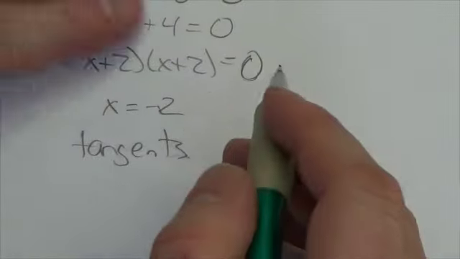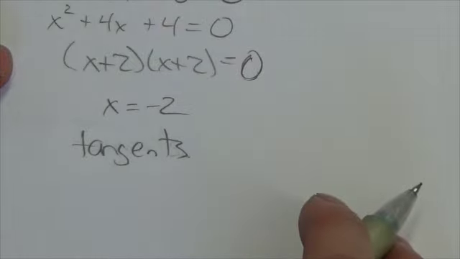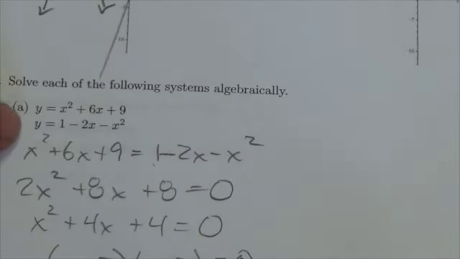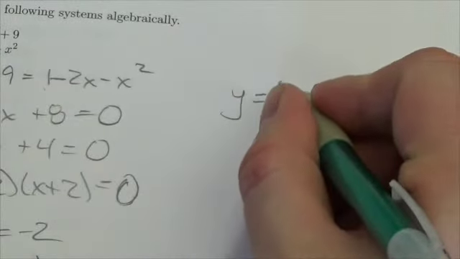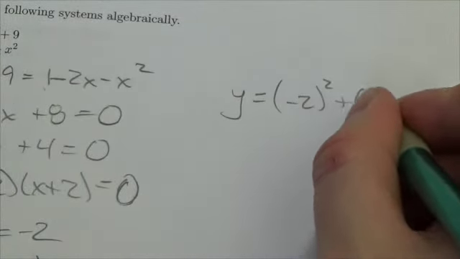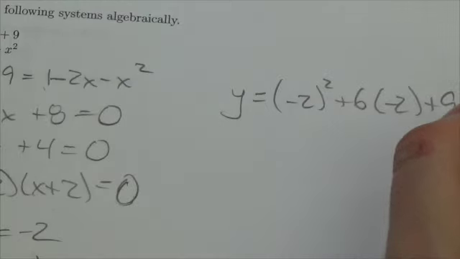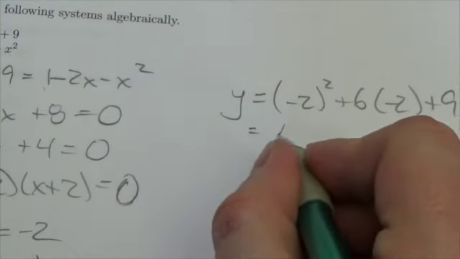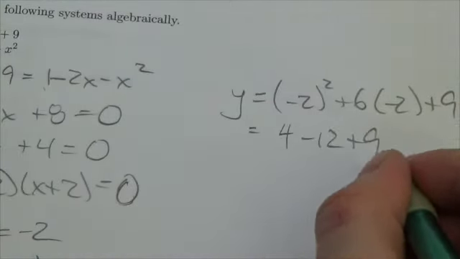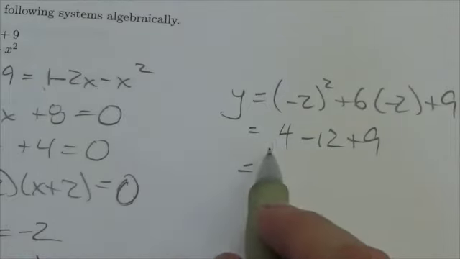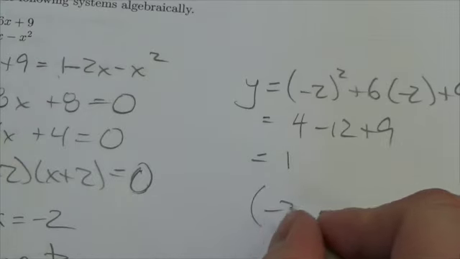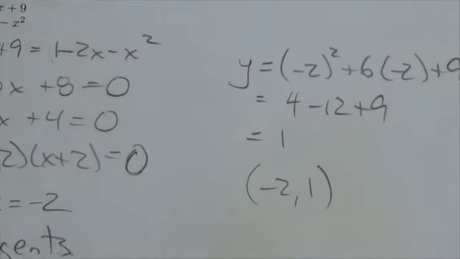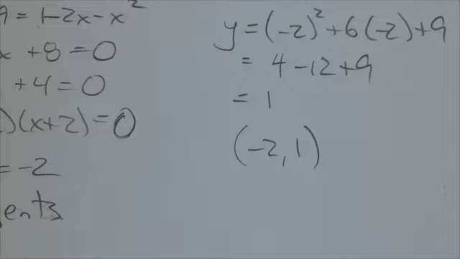So now, with x equal to negative 2, I need to find the y coordinate. So I'm going to go back and choose one of these, probably just the first one here. So we'll plug that in, and y is going to equal negative 2 squared plus 6 times negative 2 plus 9. And so that's going to be 4 minus 12 plus 9. Well, turns out that's just 1. And so my point of tangency, the point of intersection between those two, is the point negative 2, 1.